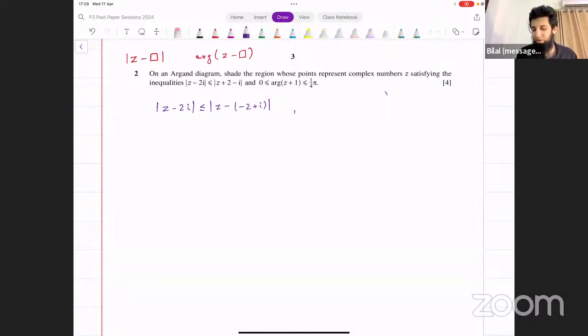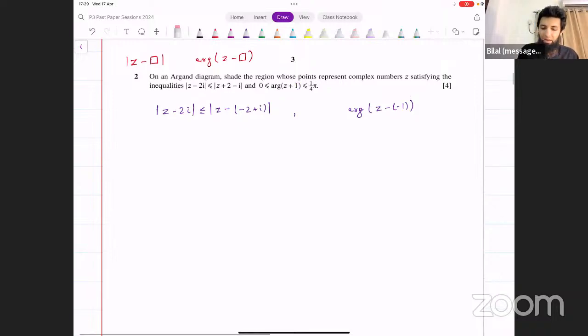Now, what about the second one? Is this in standard form? This is also not in standard form. Inside the argument, we need a minus after z. So this could be written as z minus minus 1. Take minus 1 common from this to convert it to standard form. And now this argument is between 0 and pi over 4.